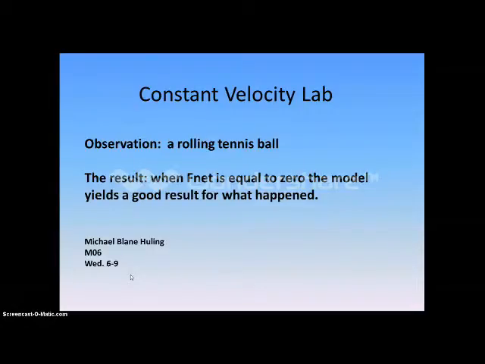I'm in Lab Section M06, and this is my video report for the Constant Velocity Lab. My observation was a tennis ball rolling across the floor, and the result was that when Fnet was equal to 0, the model in Python yielded a good result for what happened.